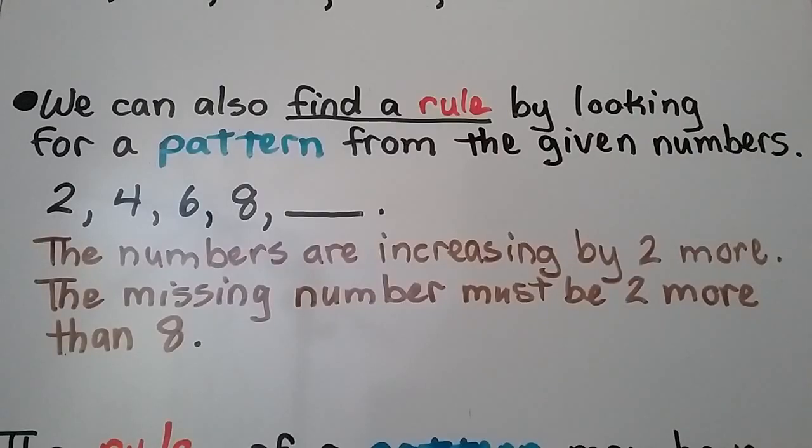We can also find a rule by looking for a pattern from the given numbers. The numbers we're given are 2, 4, 6, 8, and then there's an unknown number. The numbers are increasing by 2 more. The missing number must be 2 more than 8. It must be 10. We saw that each number was increasing by 2 more. When we got to the 8, we added 2 more.